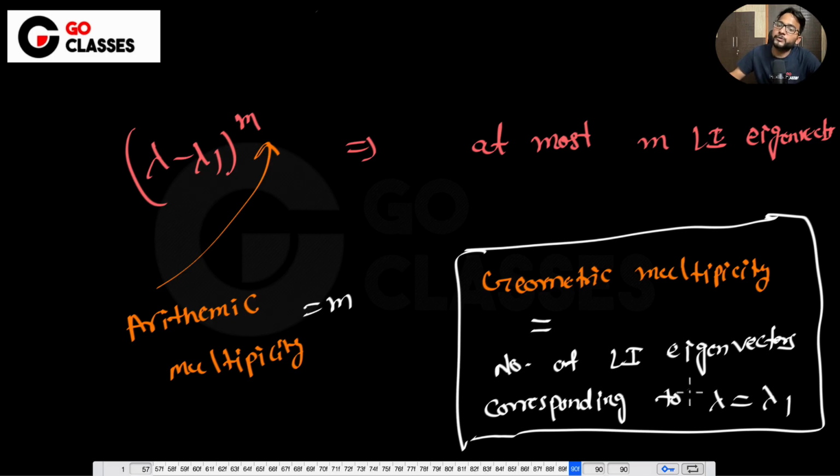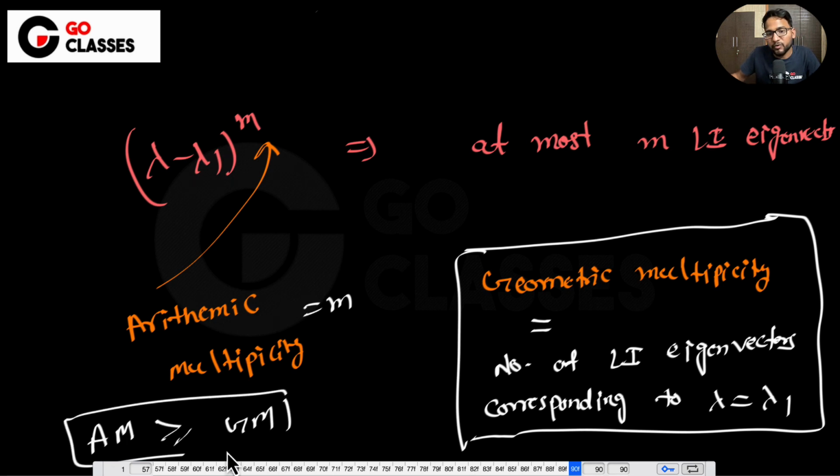So if someone says, instead of saying that the number of linearly independent eigenvectors is 5, that the GM or geometric multiplicity is something, then they are talking about the number of linearly independent eigenvectors. So basically arithmetic multiplicity is always greater than or equal to geometric multiplicity, because if you have power 5, then at most 5 you can have. Here the geometric multiplicity, the number of linearly independent eigenvectors, could be 1, could be 2, could be 3, could be 4, could be till 5. So that's why this inequality holds.